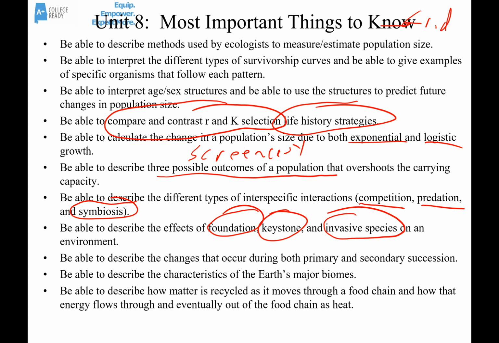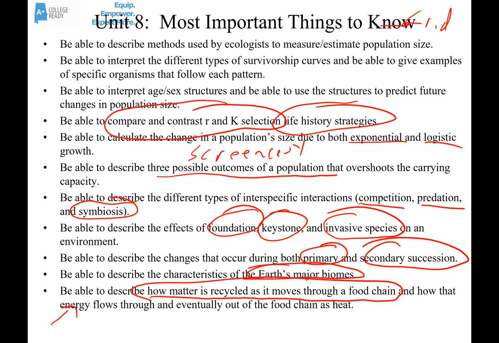Make sure that you're able to describe the changes that occur during both primary and secondary forms of succession. Be able to describe the characteristics of the major biomes on Earth. And then finally, and maybe the most important one in this list, make sure that you can describe how matter is recycled as it moves through a food chain and how that energy flows through and eventually out of the food chain as heat. All right, those are the most important topics from Unit 8.